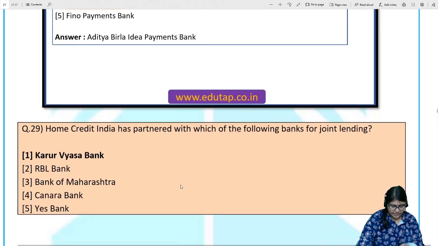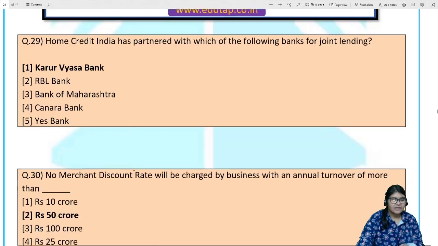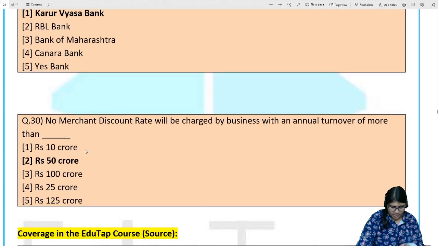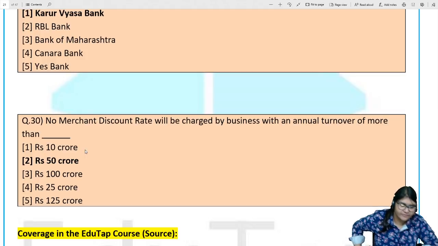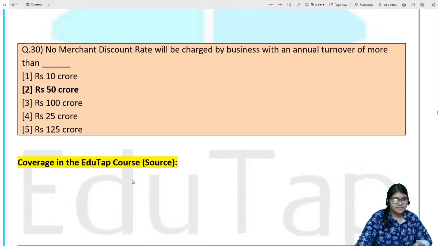Fine. 29th question on your screens. Home Credit India has partnered with which of the following banks for joint lending? The answer is Karur Vysya Bank. 30th question, guys. No merchant discount rate will be charged by businesses with an annual turnover of more than how much? And the answer is 50 crore.